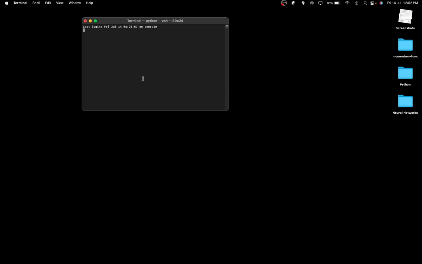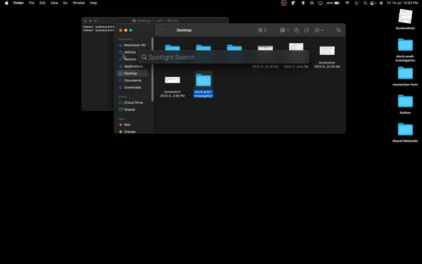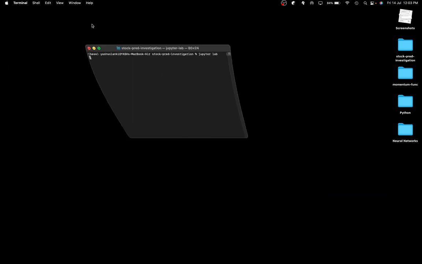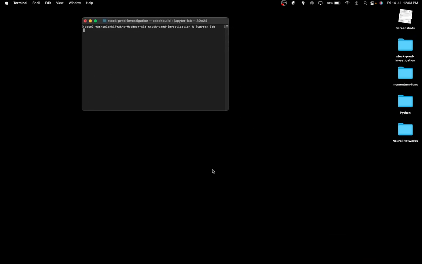Let's open up a new terminal window, and I'm going to cd to my desktop, and we're going to make a directory called stock prediction investigation. I don't know, I can't think of anything better. There we go, cd to that, and we can just open this up in Jupyter Lab. There we go, perfect. And now we can get started working. We are going to need a few libraries to do this, mainly just Yahoo Finance and stuff like that.